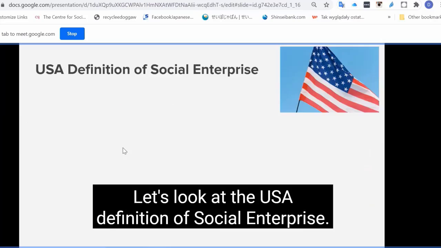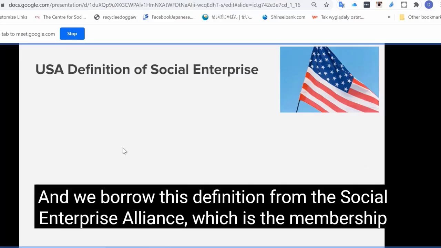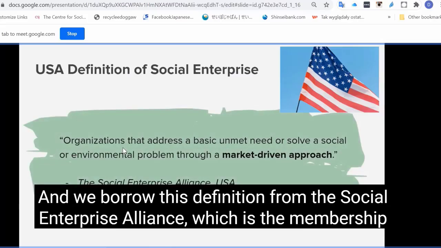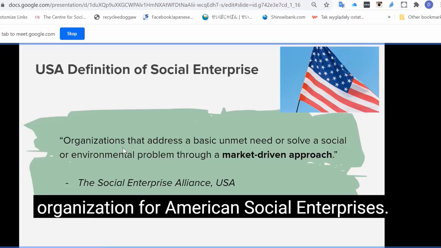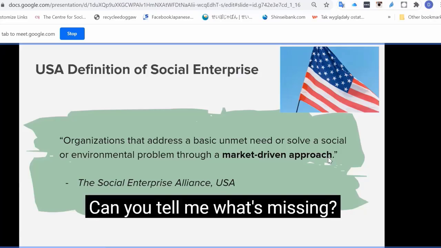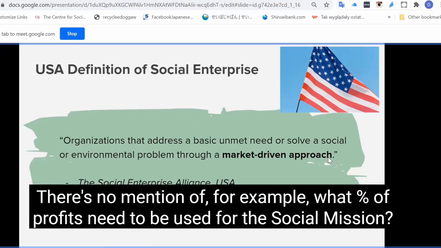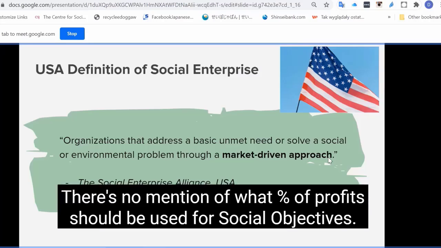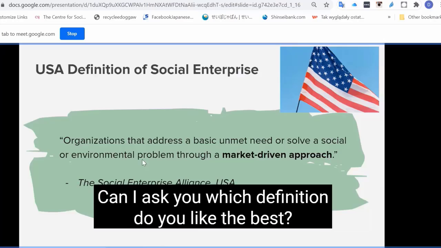Let's look at the USA definition of social enterprise. And we borrow this definition from the Social Enterprise Alliance, which is the membership organization for American social enterprises. There's something missing from this definition when you compare it with the UK definition. Can you tell me what's missing? There's no mention of, for example, what percentage of profits need to be used for the social mission. There's no mention of what percentage of profits should be used for social objectives. Can I ask you, which definition do you like the best?